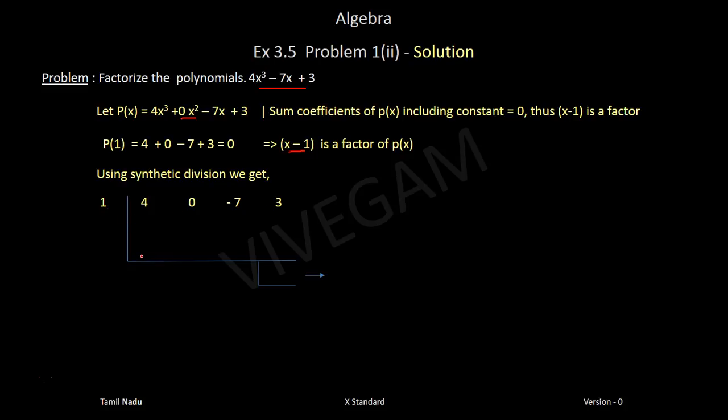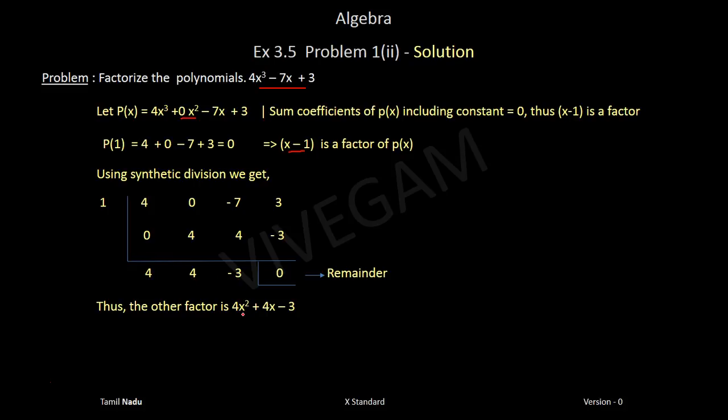So for the first term in the second row we put 0 and then keep adding. So 4 plus 0 is 4, then 4 into 1 is 4, 0 plus 4 is 4, 4 into 1 is 4, minus 7 plus 4 is minus 3, minus 3 into 1 is minus 3, and 3 minus 3 is 0. So the remainder is 0, and this is the quotient. This is the constant term, this is the coefficient of x, and this is the coefficient of x squared. Thus the other factor, or the quotient, is 4x squared plus 4x minus 3.